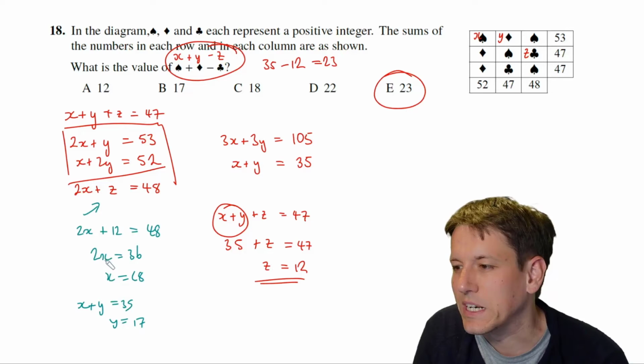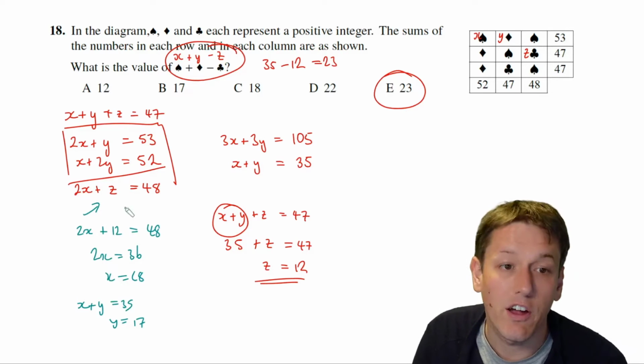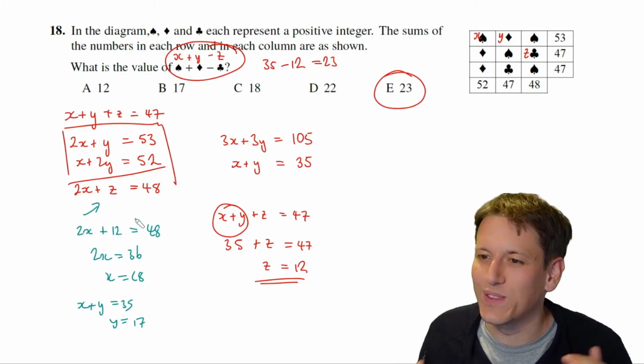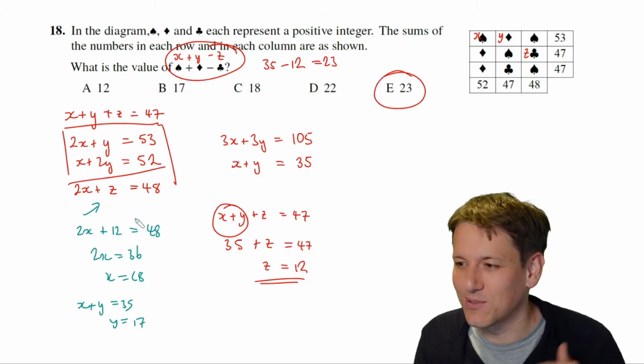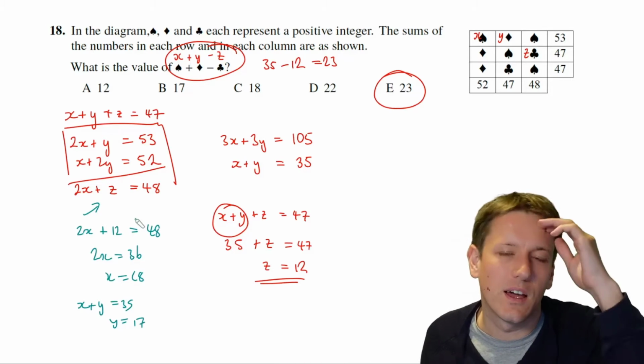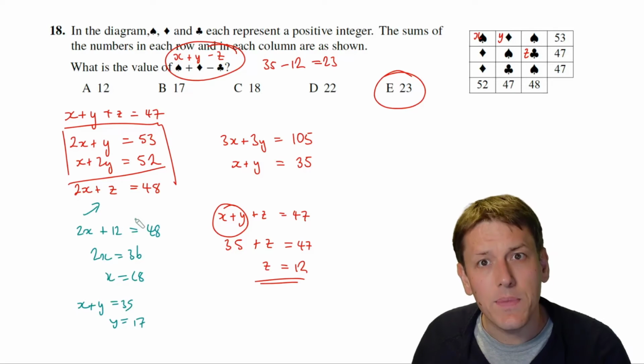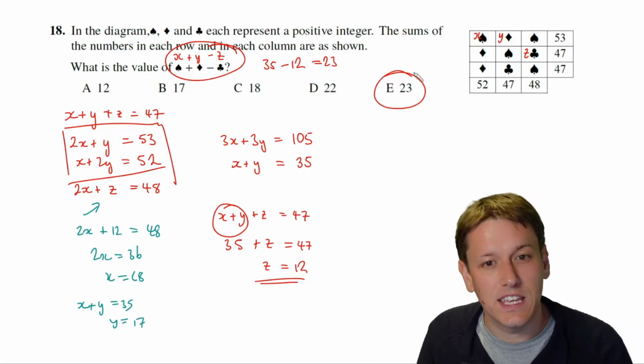So we don't need to do the bit in green, but there are other ways that you could solve these equations that might lead you to work out x or y first rather than z or something, which would all be valid. Anyway, whichever way you do it, if you haven't made a mistake, you should get that the answer here is E, 23.